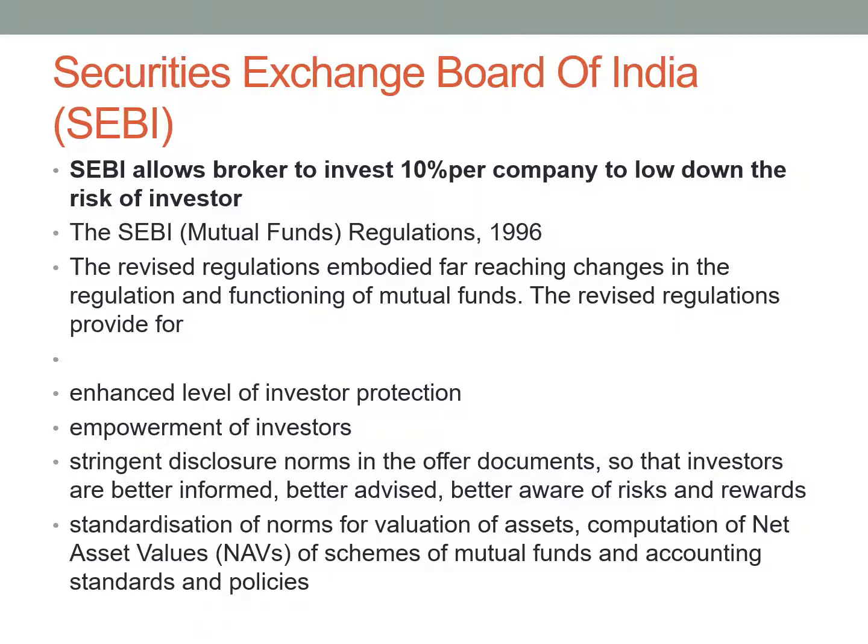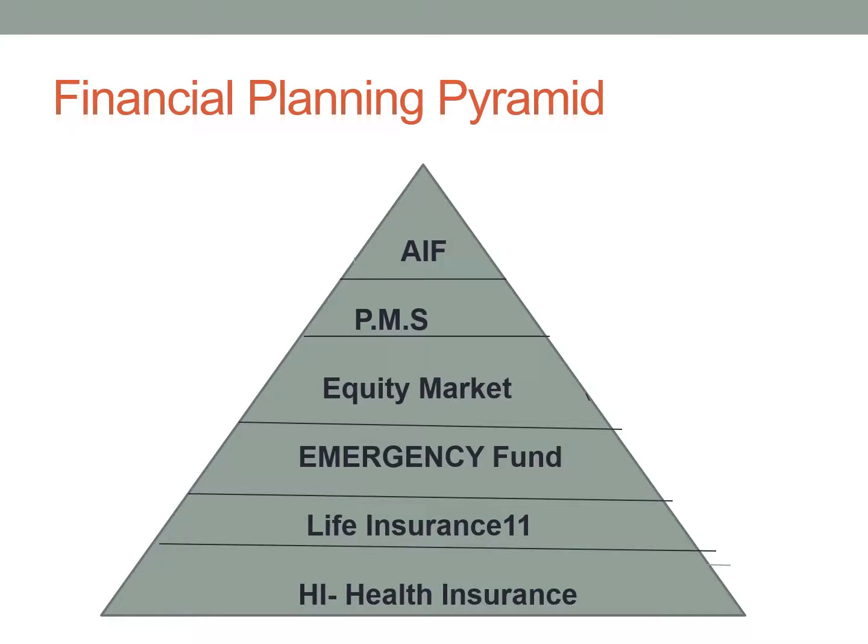Now, we will talk about financial planning pyramid. The initial stage is health insurance, in which the insurer provides financial help in case of any health problem. The next stage is life insurance, in which the company provides financial help to a family in case the family has lost any member. The next stage is emergency fund.